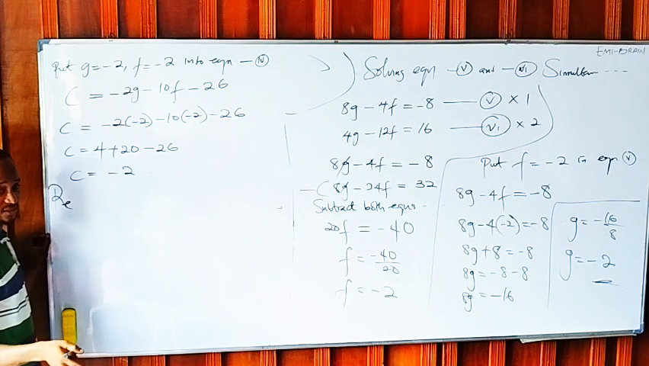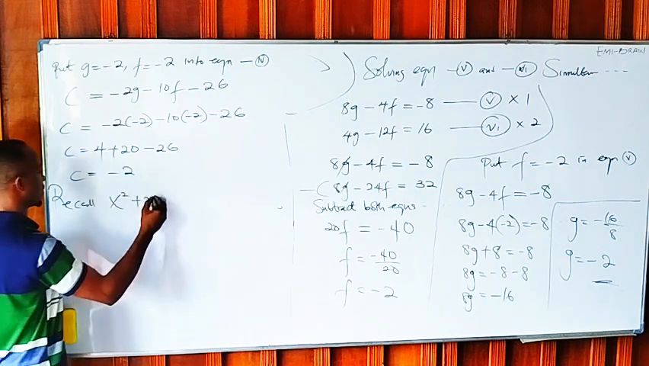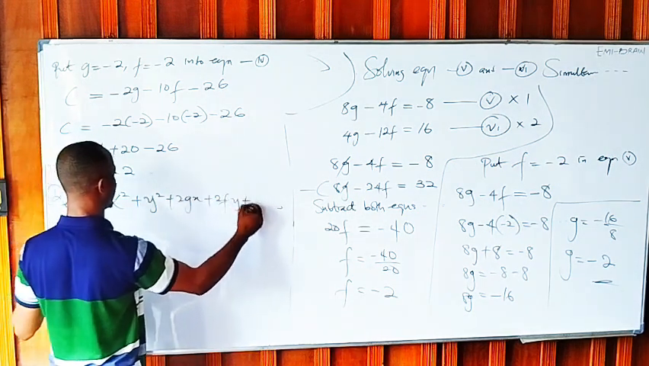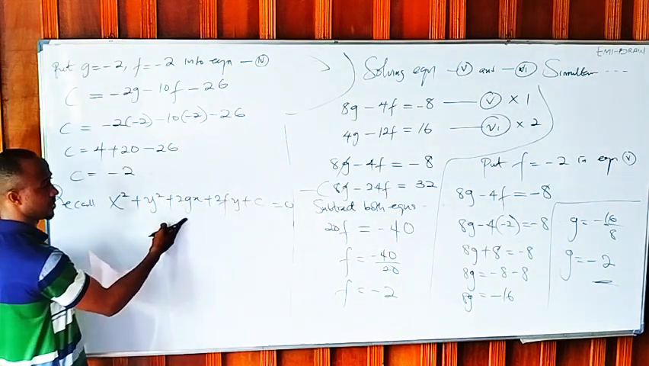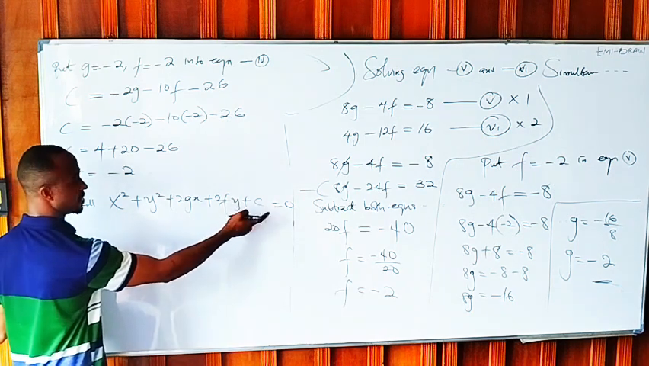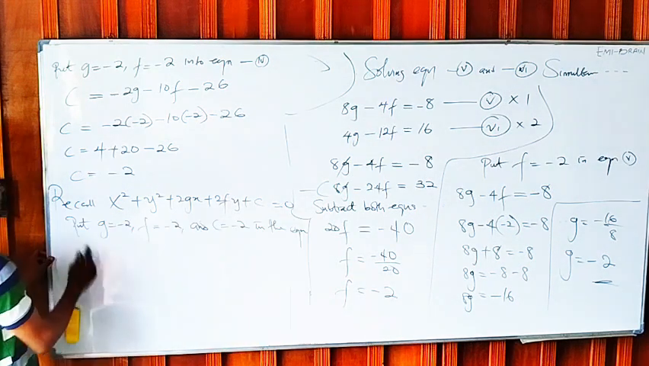Then we have to find the equation, right? We have to recall that x squared plus y squared plus 2Gx plus 2Fy plus C equals 0. So that means that anywhere we see G, we put minus 2. What's our F? Minus 2. What's our C? Minus 2. That will now form the equation. Now watch what will happen.